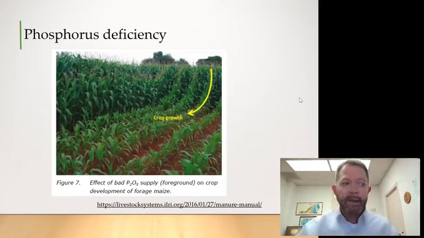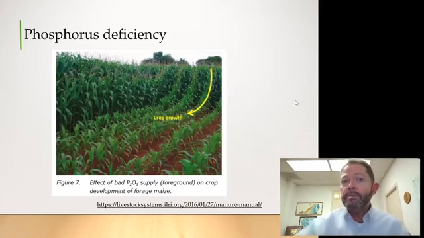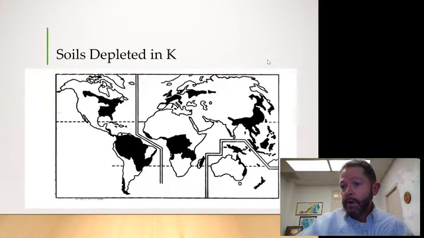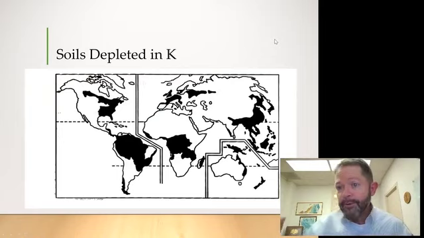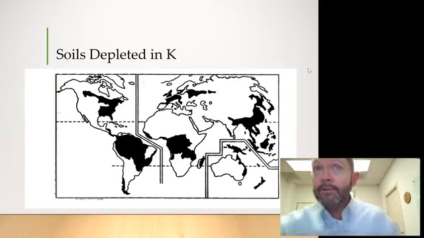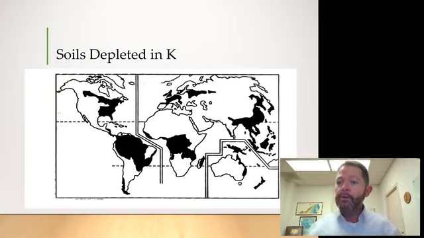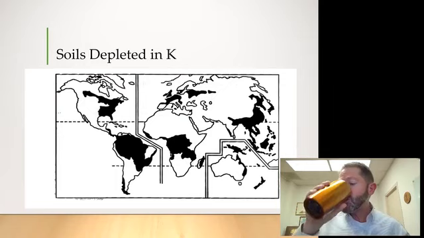This is just a dramatic example of what a phosphorus deficiency can look like. The areas where the maize is stunted, there was no phosphorus supply. Potassium is another one, the last nutrient we'll really be able to talk about specifically. And in this case, you can see the black areas are soils depleted in potassium. And you can see this lines up almost exactly with a map of the humid tropics and subtropics.